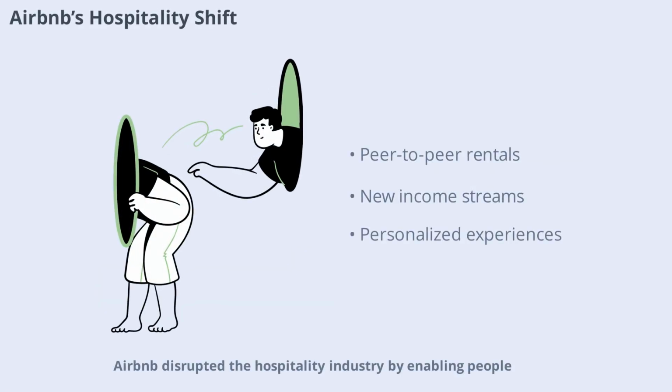Airbnb disrupted the hospitality industry by enabling people to rent out their homes or rooms to travelers. This peer-to-peer model provided more options and often better prices than traditional hotels. It also created new income streams for hosts and a more personalized experience for guests. Airbnb's success shows how reimagining asset use and trust can unlock massive value in established markets.